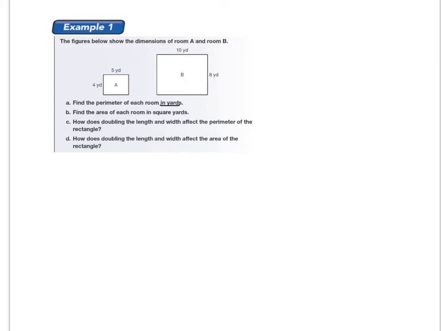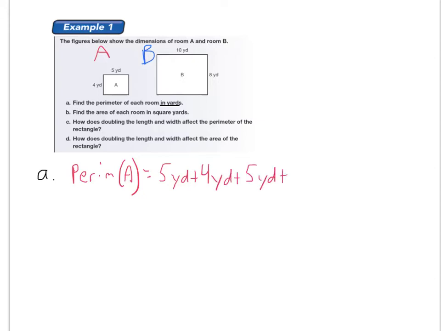Okay, so I'm going to go ahead and make shape A red and shape B blue, just for the purposes of color coding while I do this. So we have to do letter A right here. Find the perimeter of each room in yards. So for letter A, the first thing I have to do is find the perimeter of shape A. Again, we find that by adding up all the sides. So if we know anything about rectangles, we know that there's 5 yards plus 4 yards plus another 5 yards and another 4 yards.